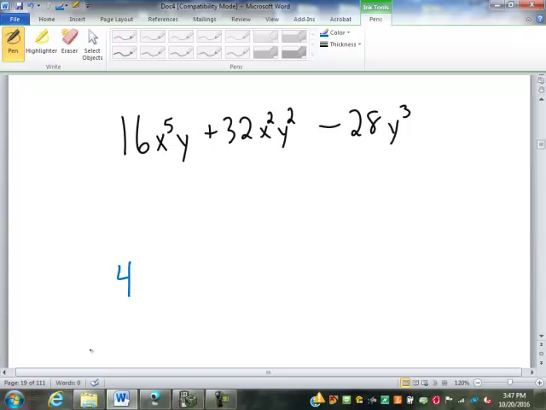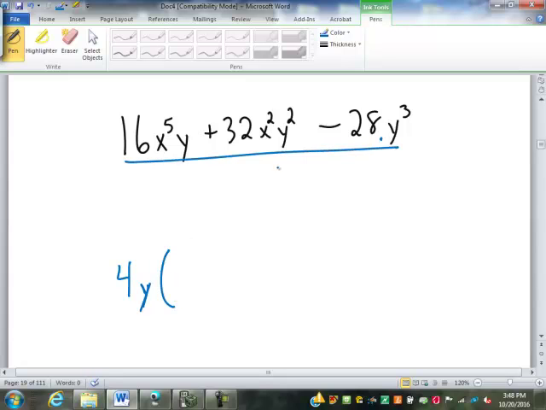For my variables, how about for the x? No. There's no x in this one here, is there? So for a variable to be part of the common factor, it has to appear in every one of them. Since there's no x in this one, there is no x in the common factor. How about y? Just y is the smallest power of y. Y to the 1 or just y? So 4y is my only common factor, my greatest common factor.